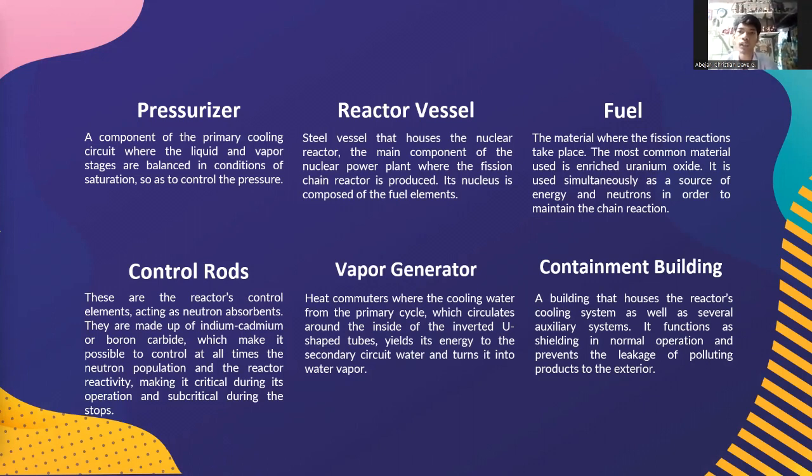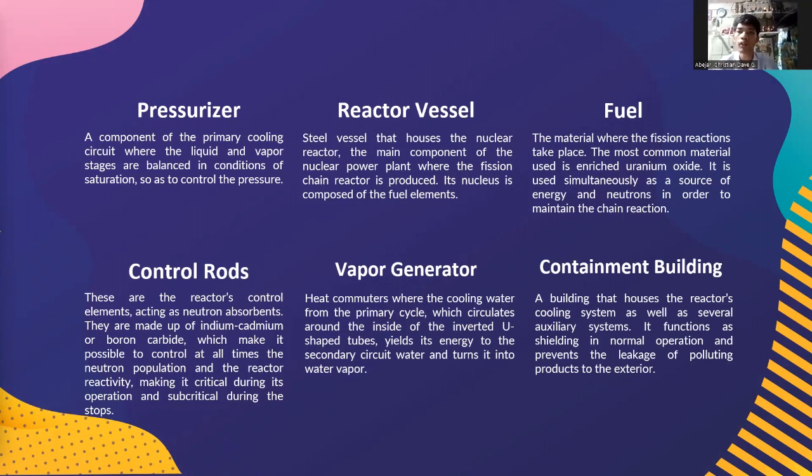The next is the reactor vessel. The reactor vessel is the vessel that houses the nuclear reactor, the main component of the nuclear power plant, where the fission chain reaction is produced. Its nucleus is composed of the fuel elements. So it says here that the containment building is along with the reactor vessel. So it holds the nuclear fuel when the reactor is operating.